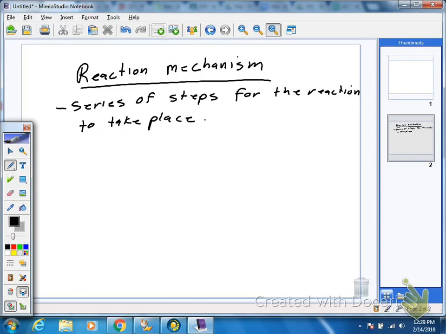Okay, so we'll look at one reaction and then we'll just point out some different parts of it and use some terms related to it. The reaction we're going to look at is a reaction of nitrogen dioxide and carbon monoxide. And when it reacts, it will produce two products, nitrogen monoxide and carbon dioxide. Okay. So that's a reaction that takes place.